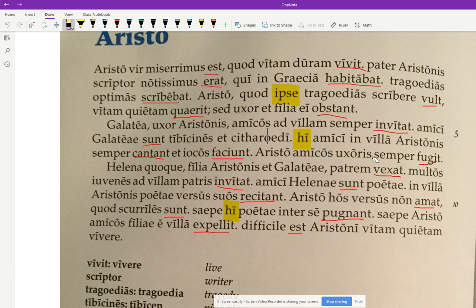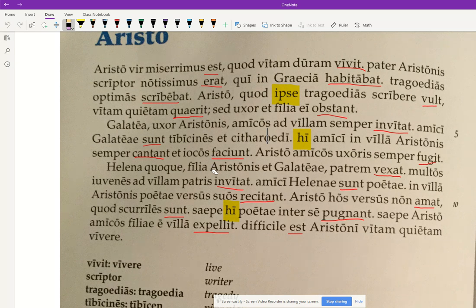Aristo, amicos uxoris semper fugit. So Aristo, semper fugit, he always flees the friends of his wife. He leaves the house, I guess. So fugit, that's our verb. The subject is the nominative Aristo. He flees. He flees what? The accusative, right? Which is amicos. The amicos uxoris, the friends of his wife, and semper, adverb meaning always. He always flees the friends of his wife.